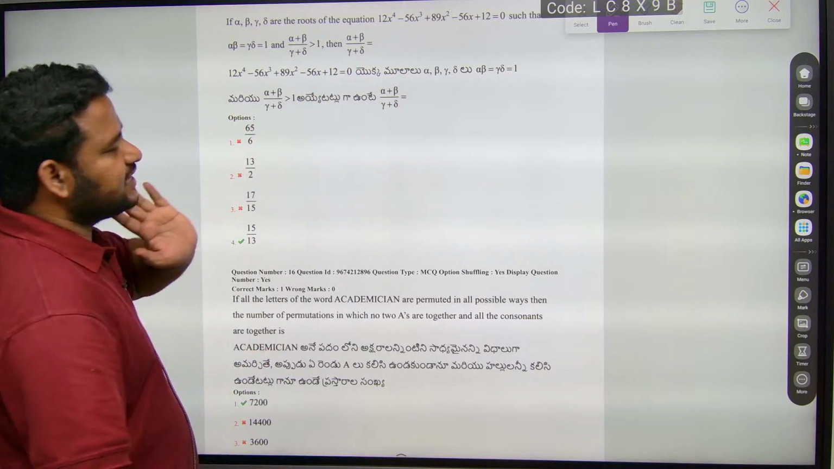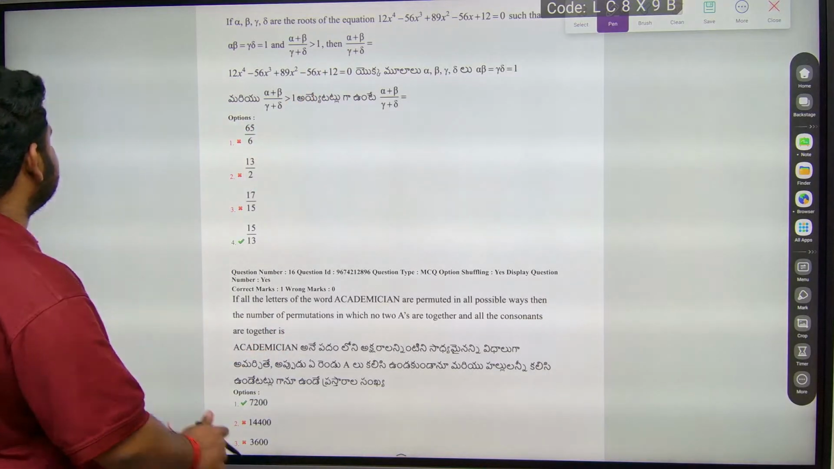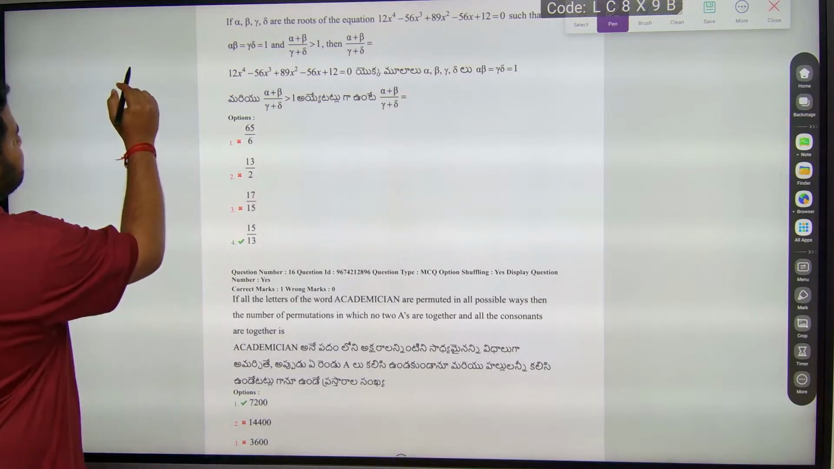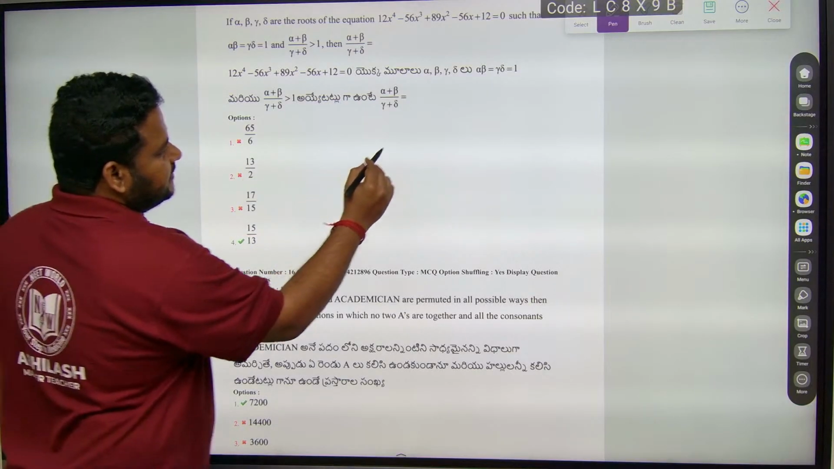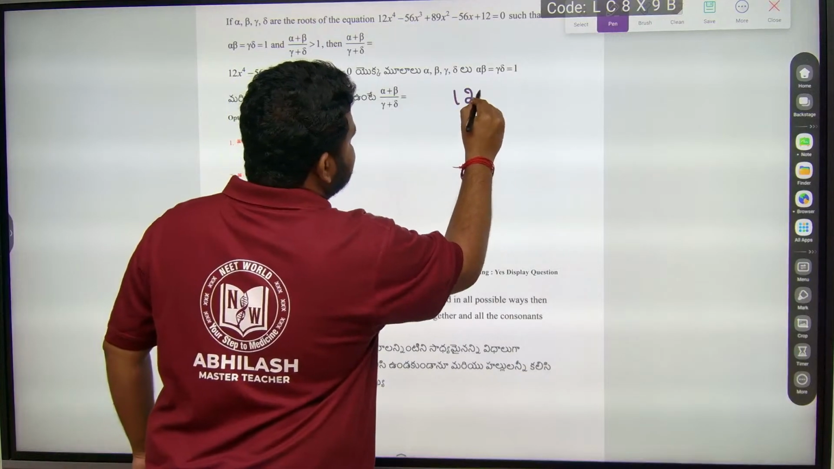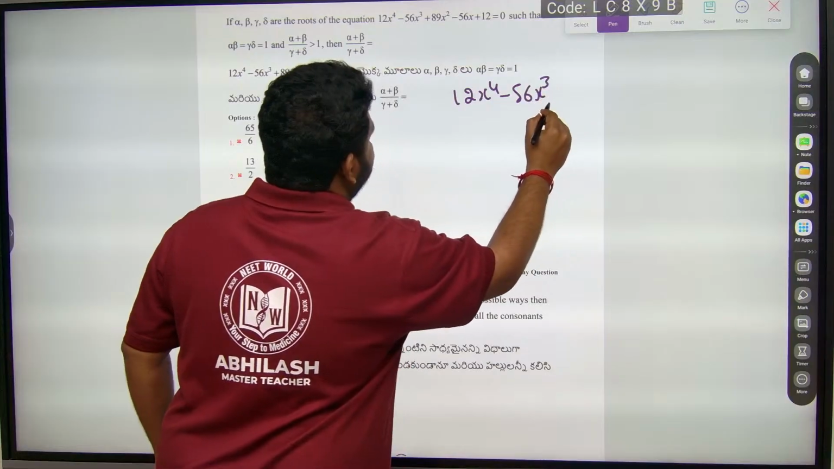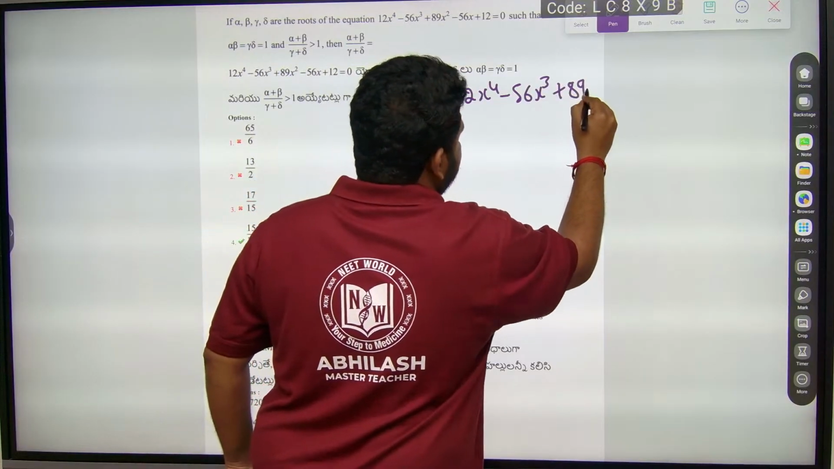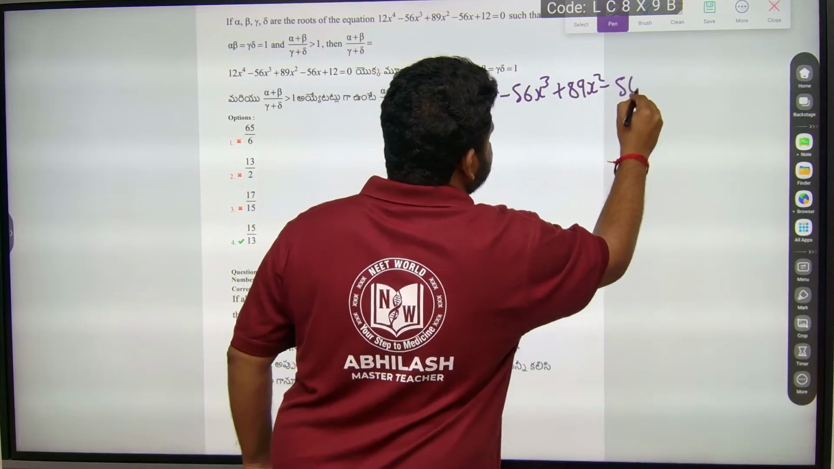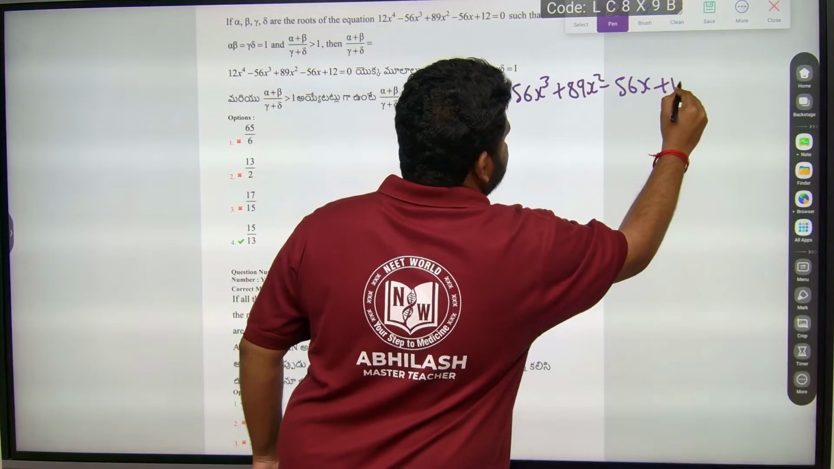First, let us take the equation that they have given. What is the equation that they have given? Let me write it here. See here, friends. They have given 12x to the power of 4 minus 56x cube plus 89x square minus 56x plus 12 is equal to 0.